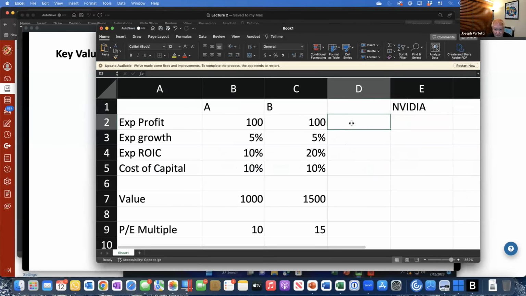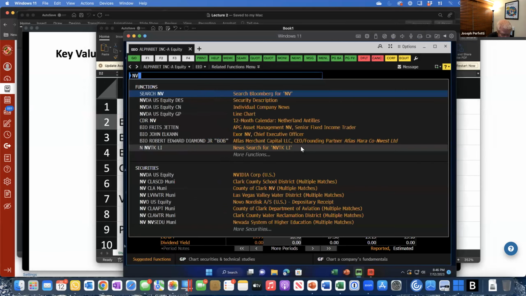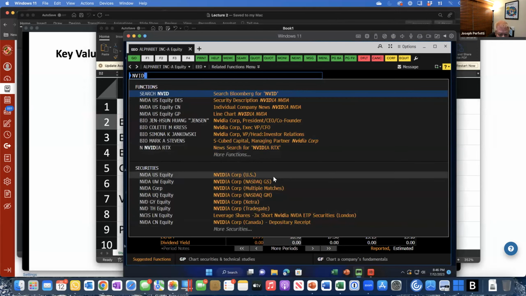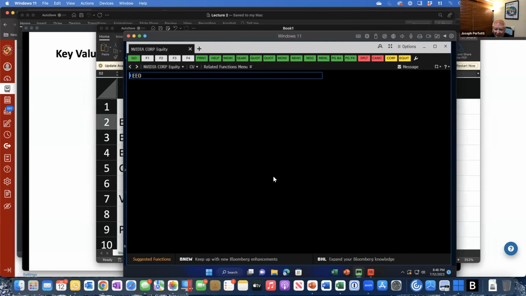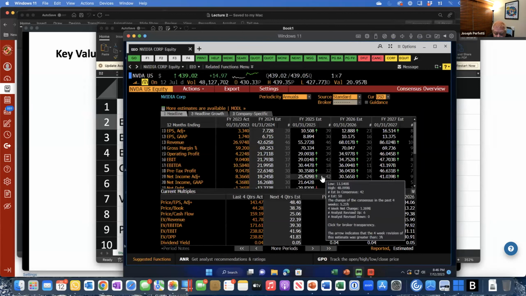Okay, so let's look at NVIDIA. What is their expected profit in the real world today? And I hope this works because I didn't do this before class. We're going to find out in real time whether or not this works. NVIDIA's expected profit next year in 2025, fiscal 25, their expected net income, is $25,429 million.